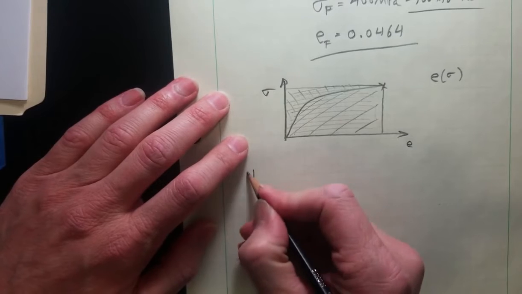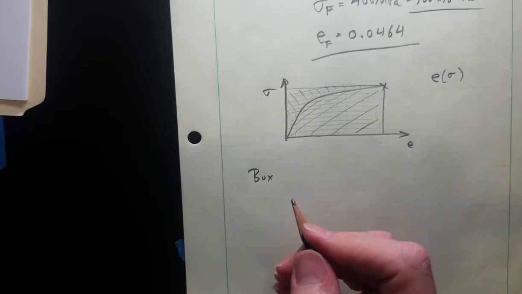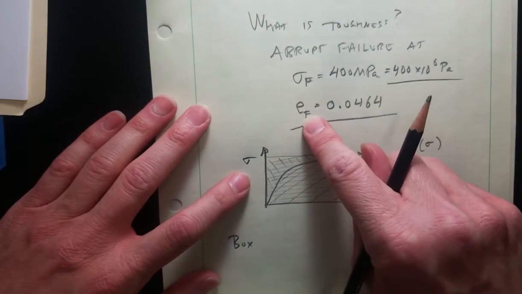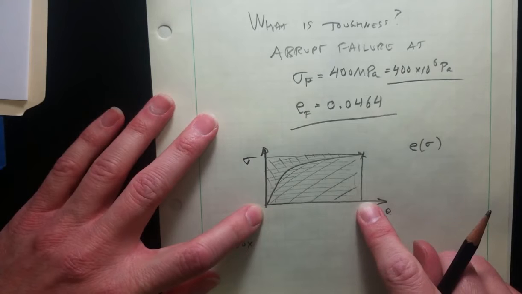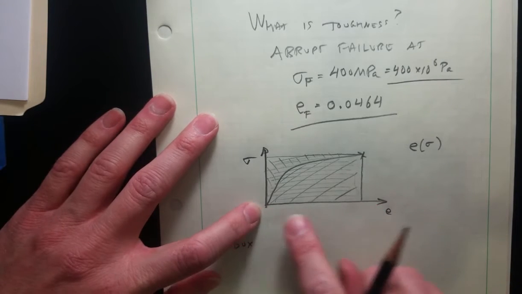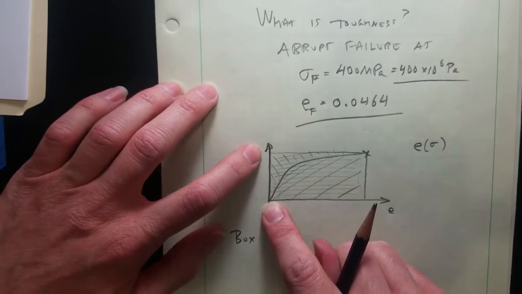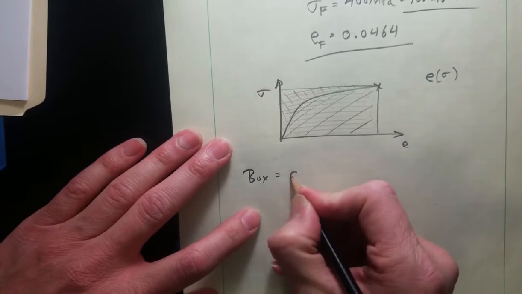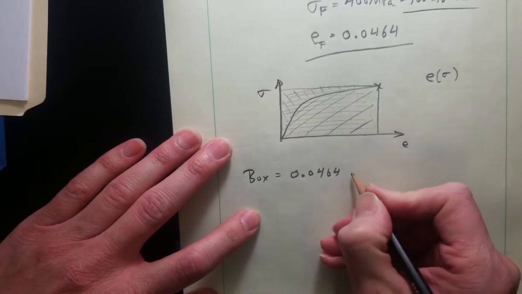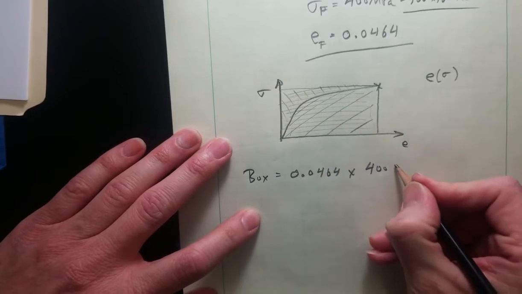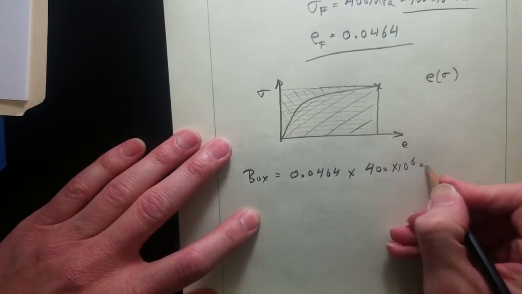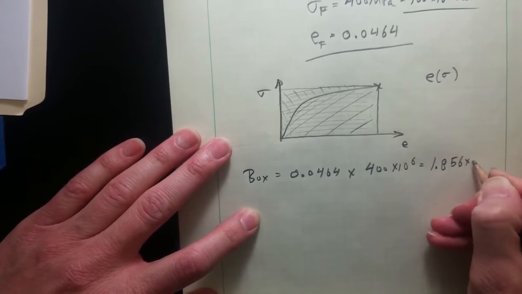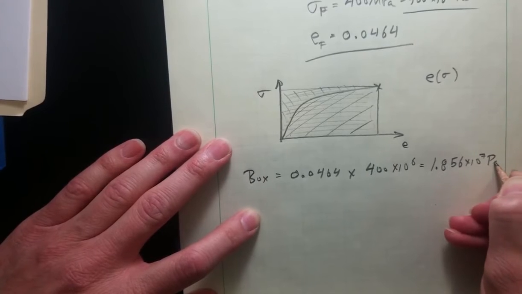So let's do that. The box is defined by our failure points. It goes from 0 to 0.0464 and from 0 to 400 megapascal. So our box is equal to 0.0464 multiplied by 400 times 10^6, which is equal to 1.856 times 10^7 Pascal.